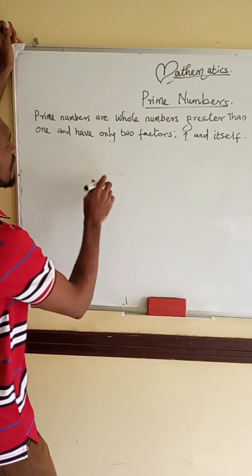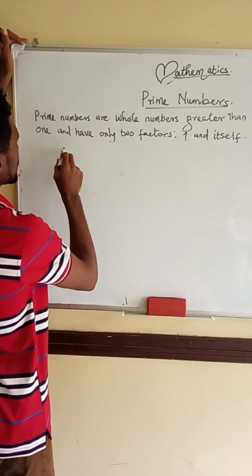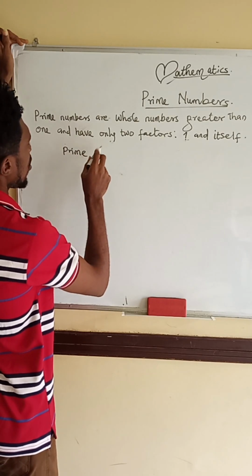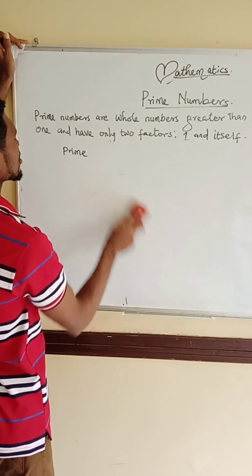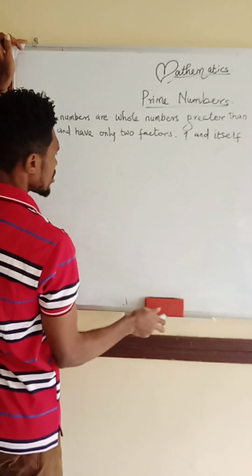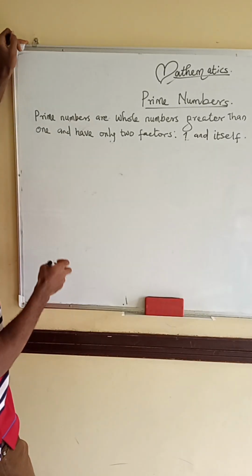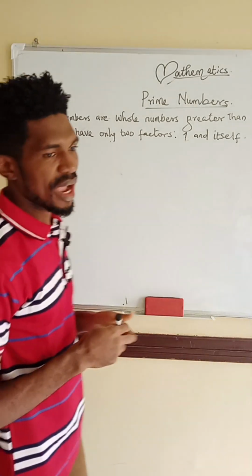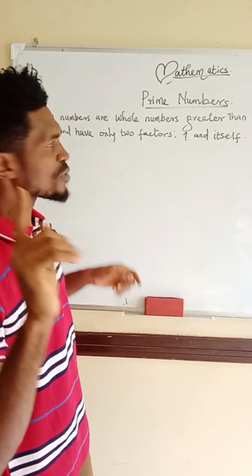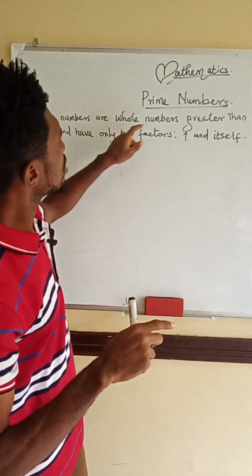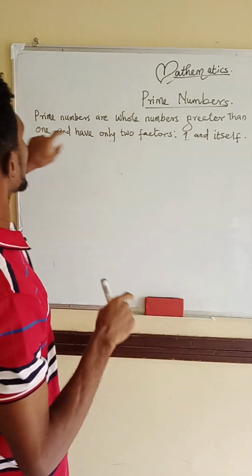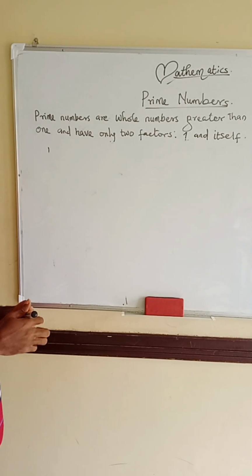Let me give examples of prime numbers. Okay? Examples of prime numbers. 1 is not a prime number. How? The first property is that the number must be what? A whole number, that is the first one. The second one is that it must be greater than 1. So therefore 1 is not a prime number.